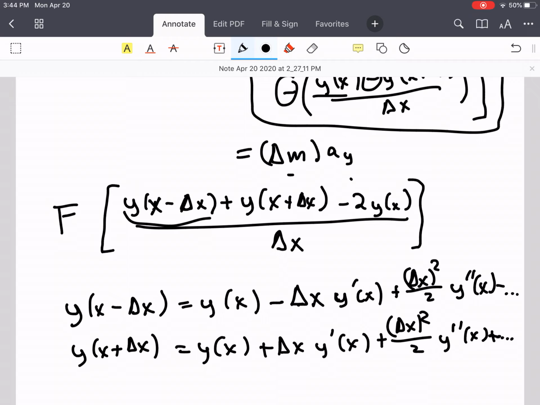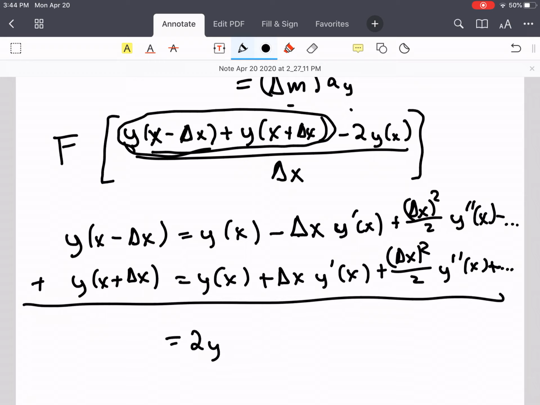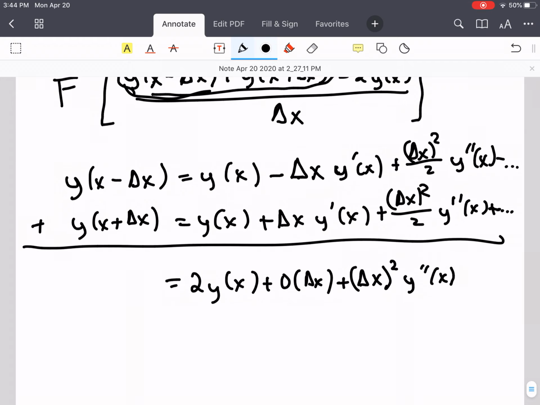Now when I add these two guys together, notice that what I get is 2y. The first order term cancels, 0 times delta x, and the second order term does not. So the second order term gives me delta x squared divided by 2 times 2 is nothing, times the second derivative. All right, so we can now go ahead and plug this back into our expression.